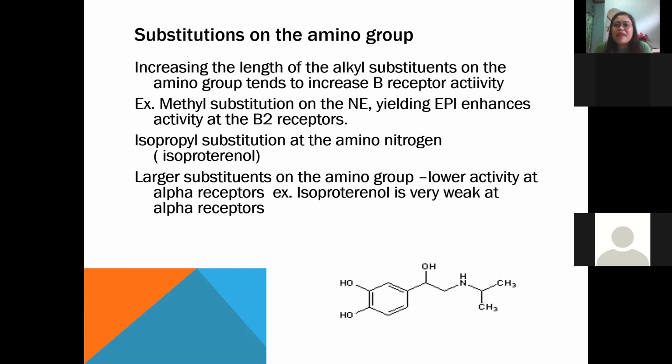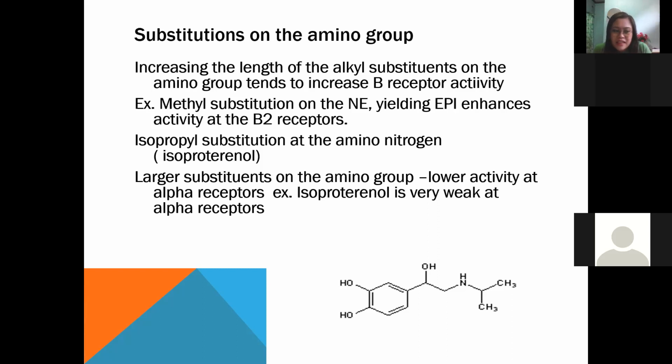Okay? And then methyl substitution on norepinephrine, yielding epinephrine, enhances activity at the beta-2 receptor. So this time, the comparison is between norepinephrine and epinephrine. I hope you have a copy of the structures from yesterday. I drew the structures yesterday on the screen. So please look at the structures of epinephrine and norepinephrine. The difference between them is on the amino group. On the amino group, epinephrine has a methyl substitution, meaning it is CH3.